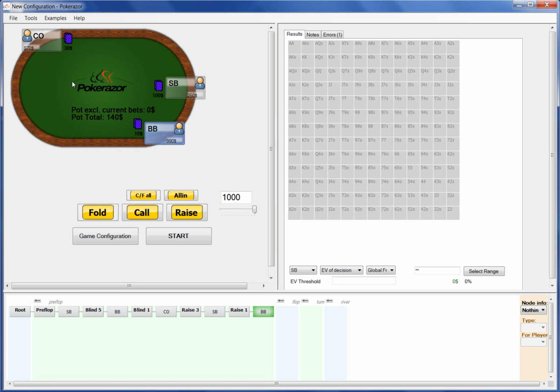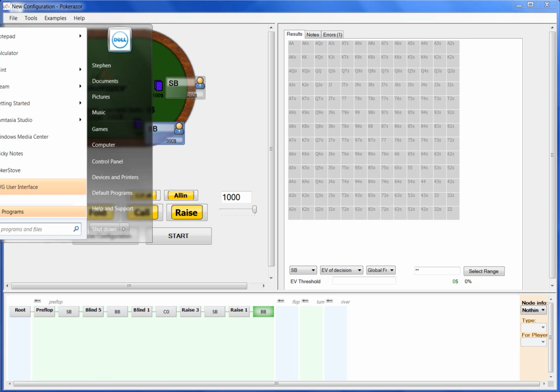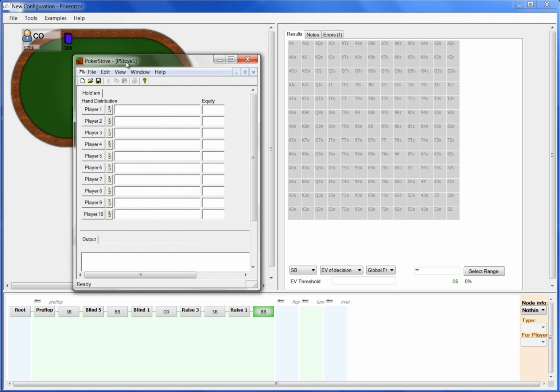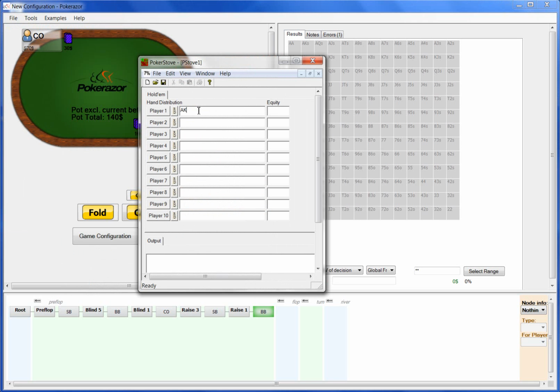Ace King, we can look at an equity calculator too, right? No, it's not here in this version. We can look at PokerStove, I guess. So yeah, let's look at PokerStove.